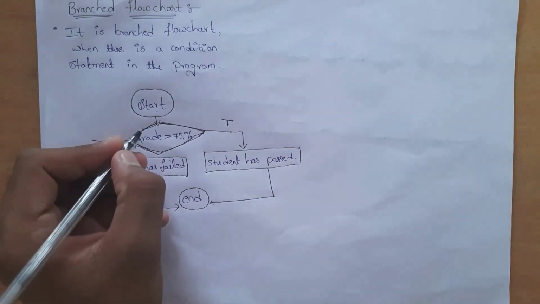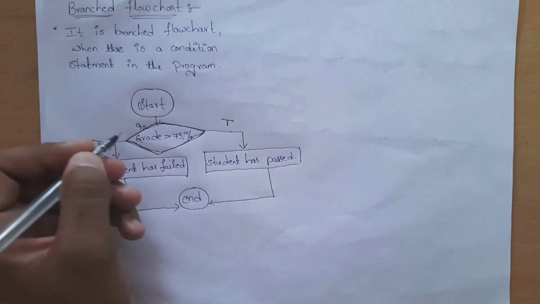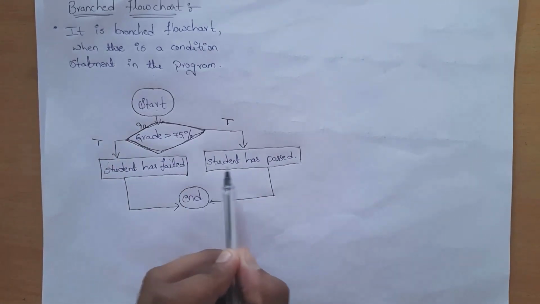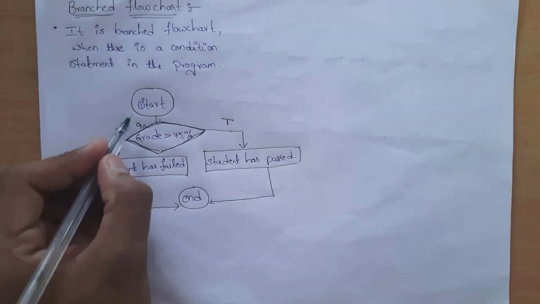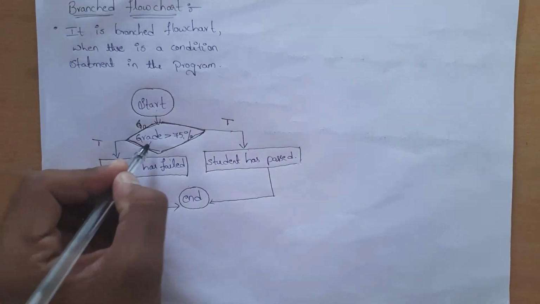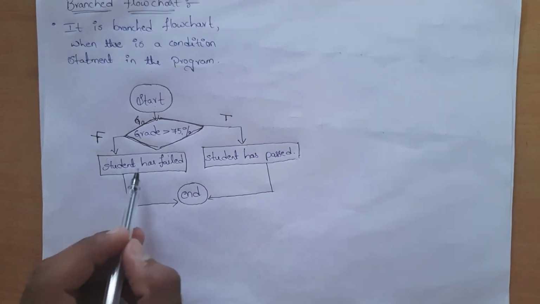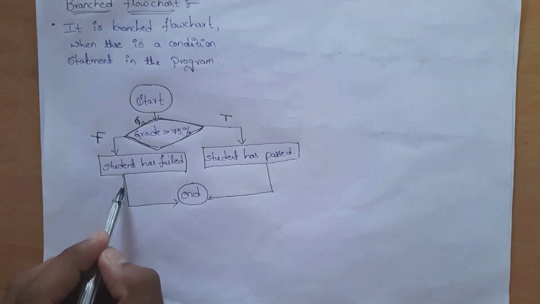For example, if a person got 90 marks, 90 is greater than 75, so I will get the output as student has passed. Else, for example, if the person got only 60%, then this condition is not satisfied. This statement will be executed, so student has failed in examination. And at last you need to end this.